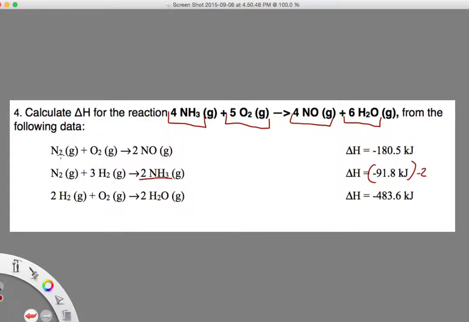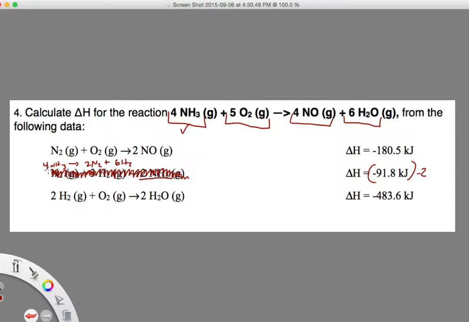If I do that, that means I can rewrite this whole equation as 4 NH3, I'm just switching this around, that's going to be on the left-hand side now, goes to 2 N2 plus 6 H2. Okay, that's what this equation is going to be now if I multiply it all by -2. So that takes care of this guy, right? That term right there. So far, so good.